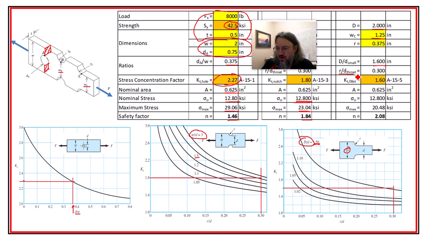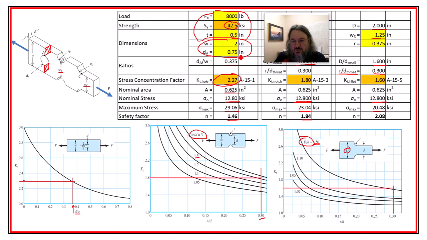And then we have an r over d, right? That's the fillet radius of 0.375 divided by 1.25, and that's also 0.3, very similar to this other one over here. And we can see that it pretty much crosses at 1.6. Using that with the nominal stress, we get the maximum stress, and then comparing the maximum stress to the strength, we get a 2.08 safety factor.